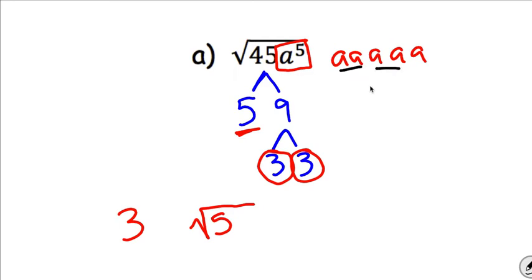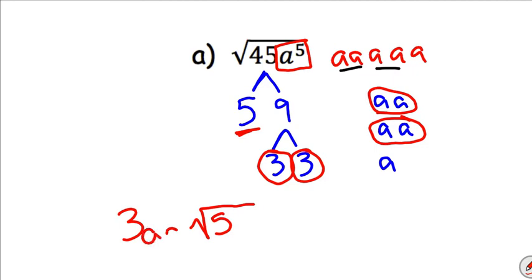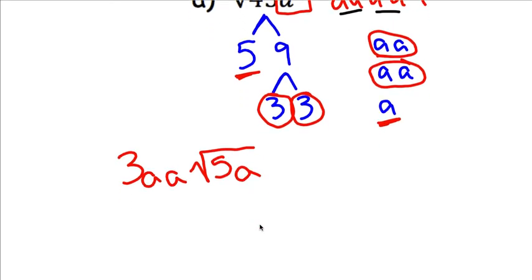So what I suggest you do is we're going to list these a's, and we're going to list them 2 at a time. We're going to list 5 of them, and we're going to list them 2 at a time. So there's 1, 2, 3, 4, 5. And then for every pair, 1 comes out. So there's 1, 2 pairs. So there's 2 a's that will come out. So 1, 2 a's come out. And then this guy right here didn't have a pair, so he's going to stay underneath the square root with the 5.